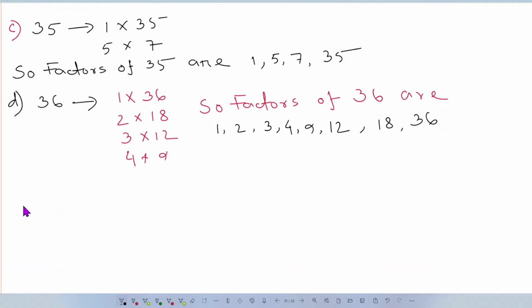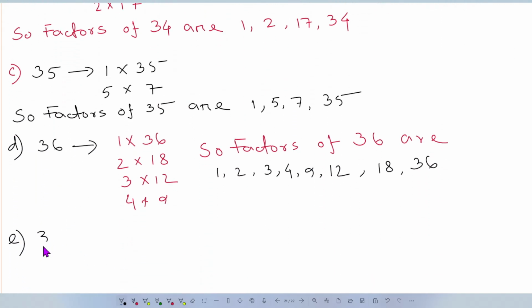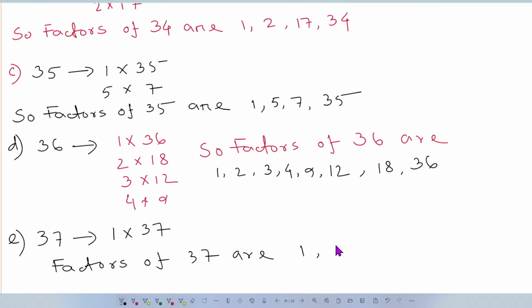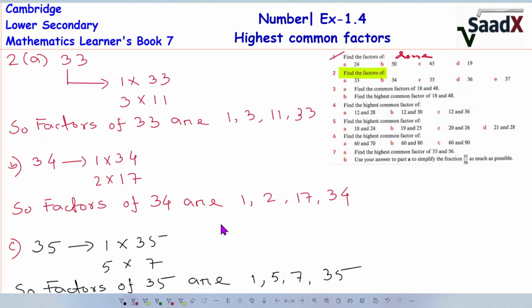And finally number E, here is 37. 37 is a prime number, so the factors are only 1 and itself, 37. Okay, so we can write the factors of 37 are 1 and 37. Okay, so number 2 done. 1 and 2 done. It's very simple. We are just trying to find the factors.